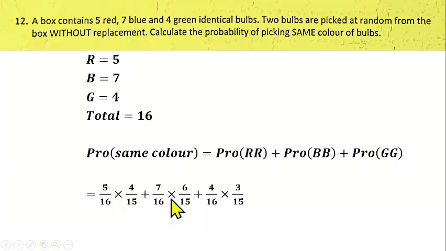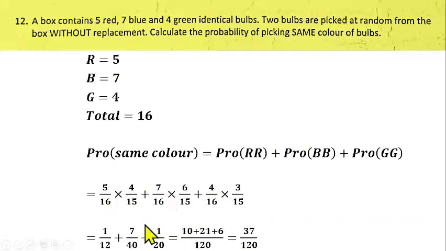Then if you simplify and reduce this properly, you'll be having 1 over 12 for this, plus you'll be having 7 over 40 for this, plus you'll be having 1 over 20 for this. You take the LCM, you have this over 120, and that gives us 37 over 120 for question number 12.